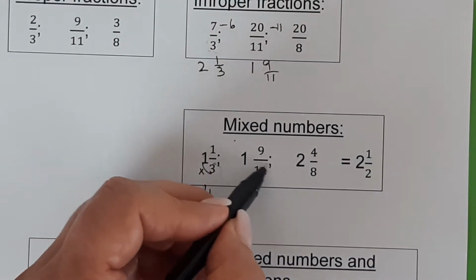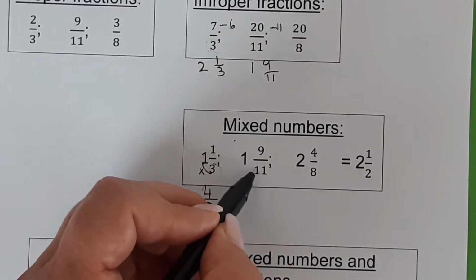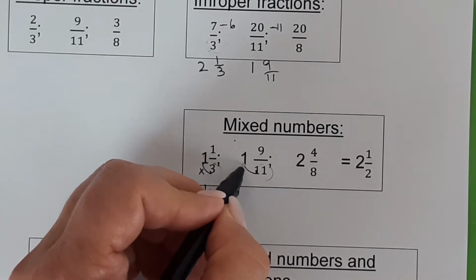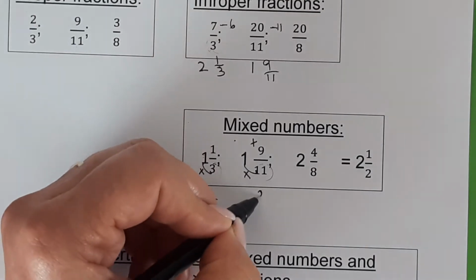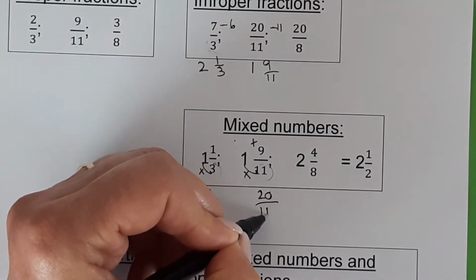Now 9/11. 11/11 makes a whole one. So it's 11 times 1, and then you plus 9, and that gives you 20/11.